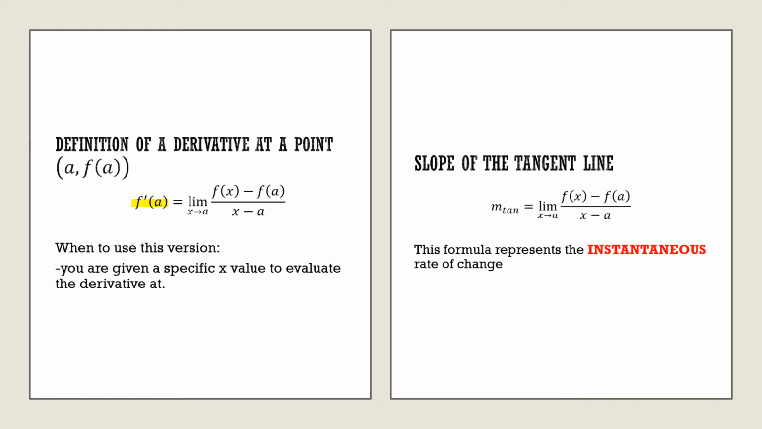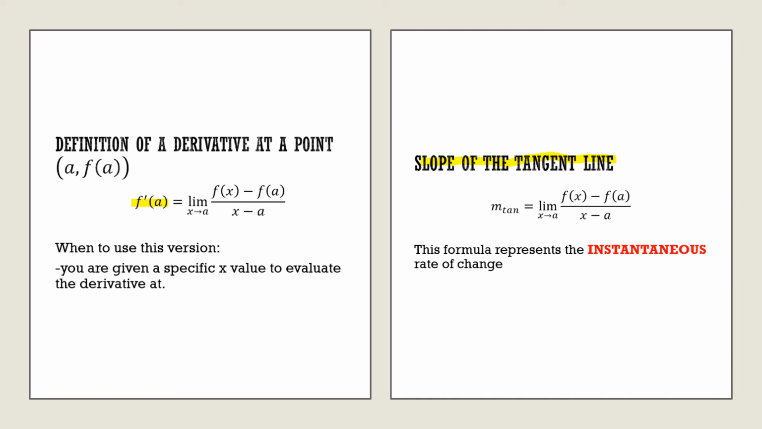So again, just reiterating all of that, your derivative is going to be the slope of your tangent line. On this right hand side of the screen where it says slope of the tangent line, the slope of the tangent line again is the derivative. If you notice, the slope of the tangent line is the same formula as the derivative, no difference.